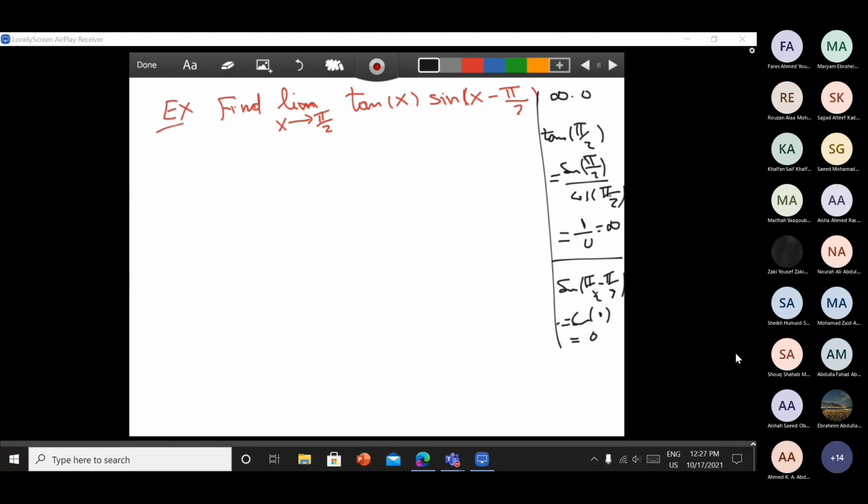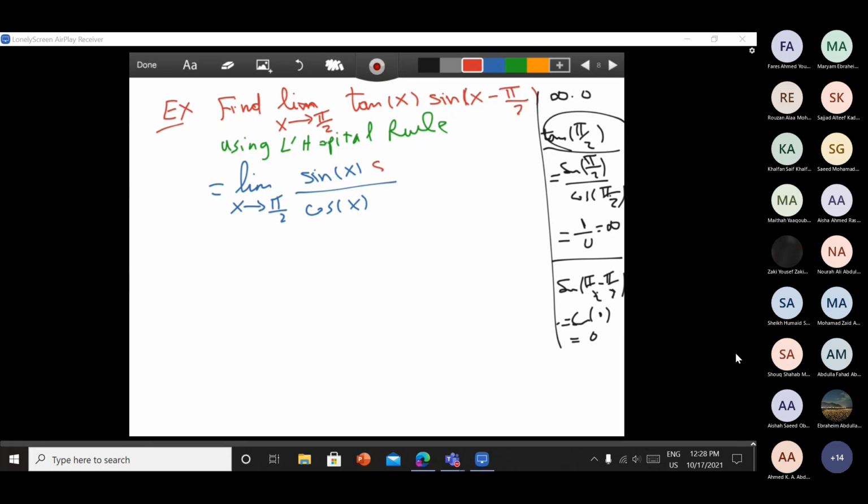Okay, the main point is how to get this one as a fraction. I give you the clue now: tan is equal to sine over cosine. So this is a clue to get a fraction here, right? So this is the limit when x tends to pi over 2 using L'Hopital rule. Now I write tan as sine x over cosine x, and I have here sine x minus pi over 2.